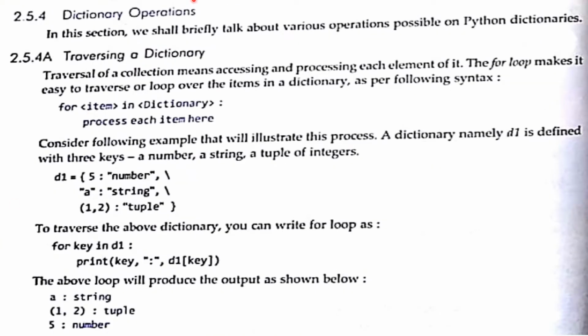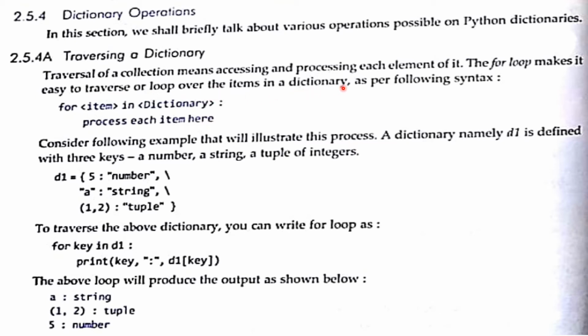Next is dictionary operations. So here in this section, we shall briefly talk about various operations possible on Python dictionaries. So the first one is traversing a dictionary. As we have already seen, traversing in list, traversing in strings and traversing in tuples also. So here almost the same way we will do in the dictionary. So traversal of a collection means accessing and processing each element of it. The for loop makes it easy to traverse or loop over the items in a dictionary.